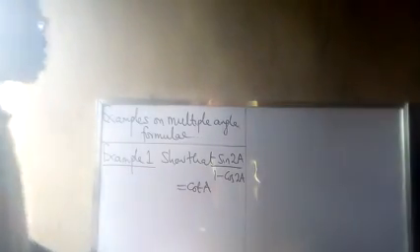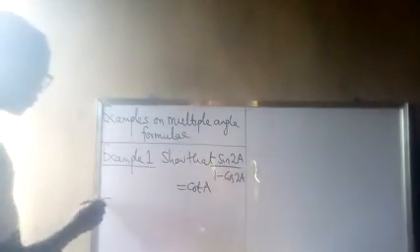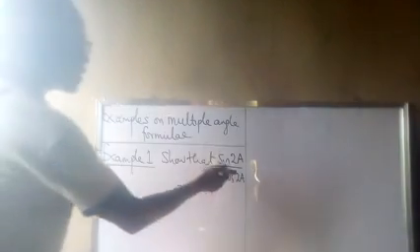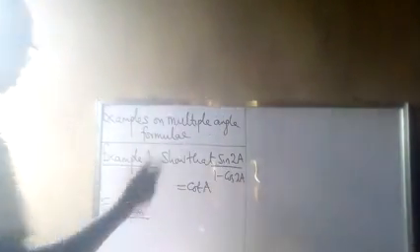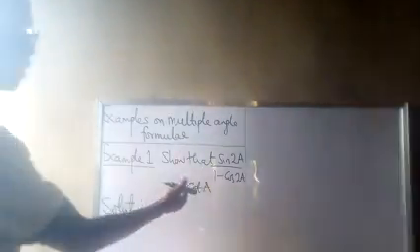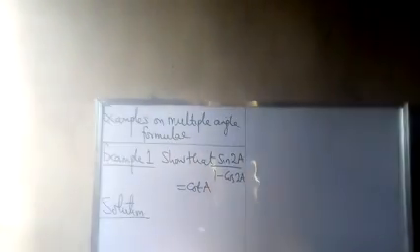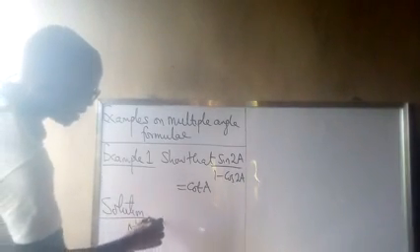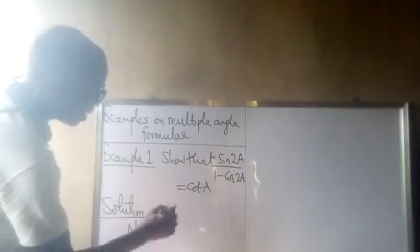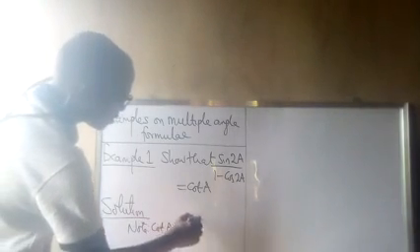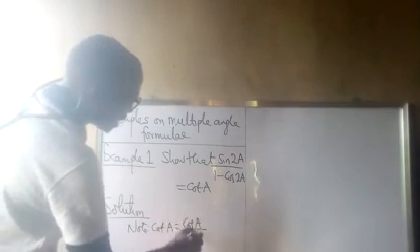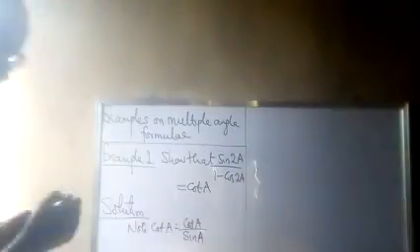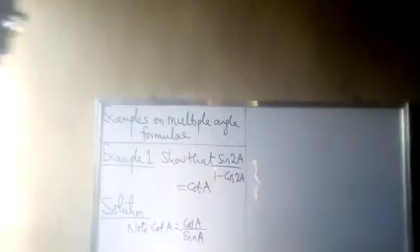Now in example 1, we have to show that sine 2A all over 1 minus cos 2A is equal to cot A. So how do we go about this? We have to show that the left hand side of the equation is equal to the right hand side, and we have to bear in mind the value of cot A. Cot A, from our previous knowledge, is equal to cos A all over sine A. Okay, so now let's see how we can reduce this expression.